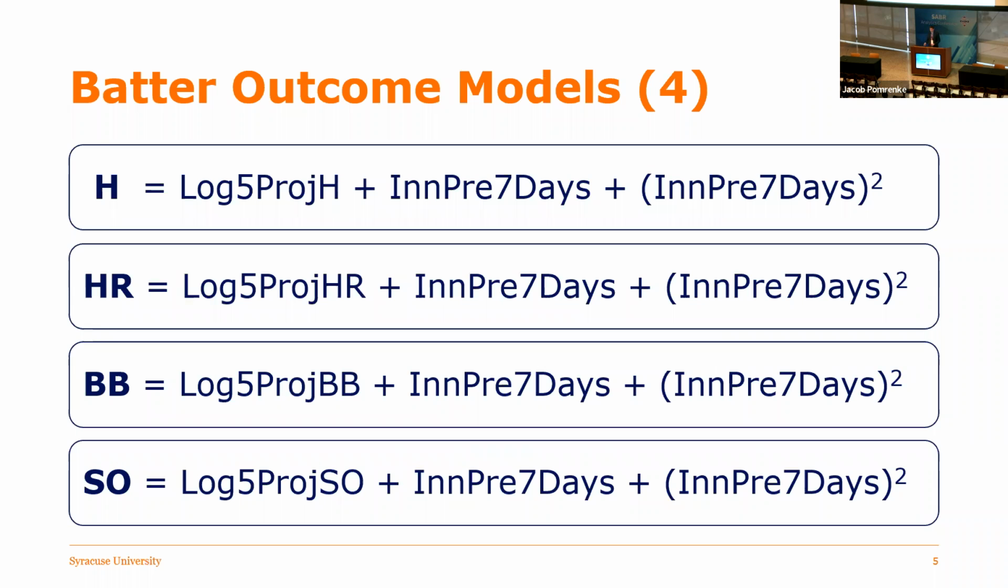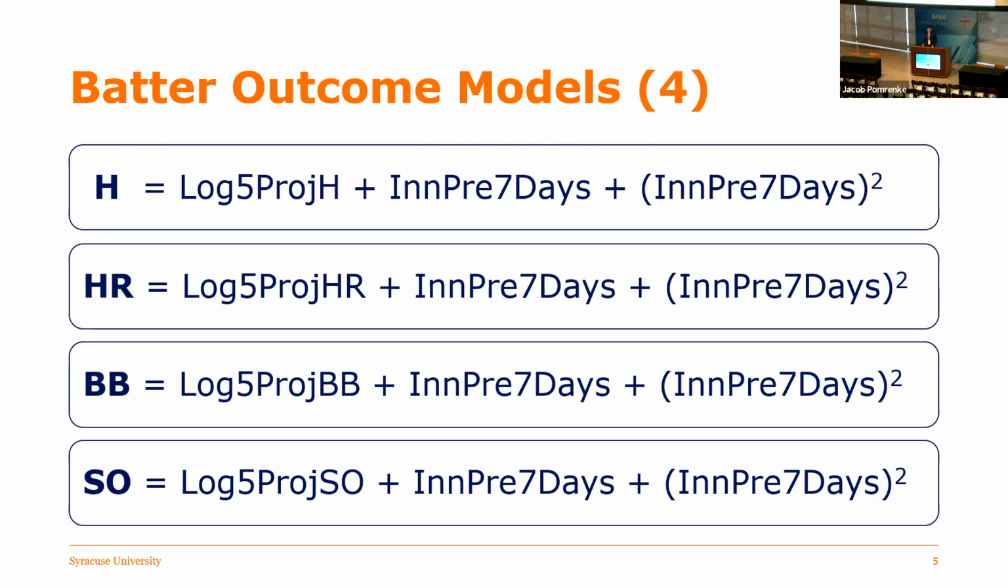The 4 models I ran were 4 logistic regressions to analyze the effect of playing time on batter performance. And these looked at a batter's hit percentage, home run percentage, walk percentage, and strikeout percentage.